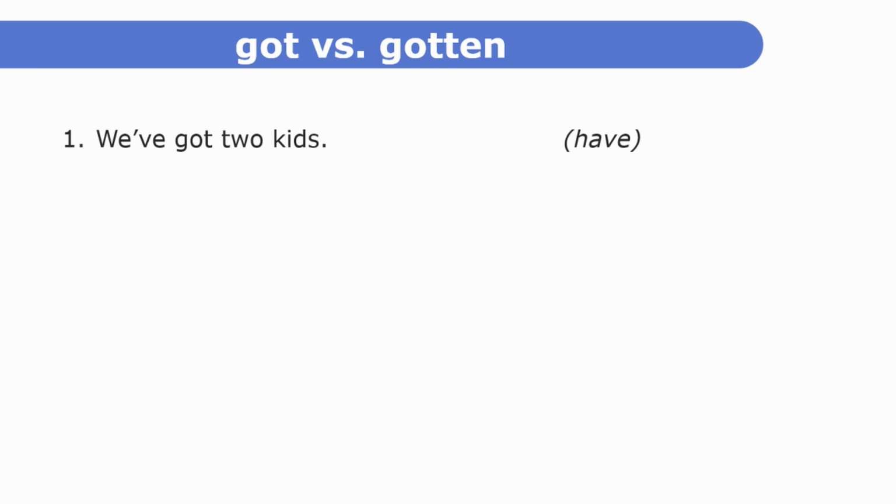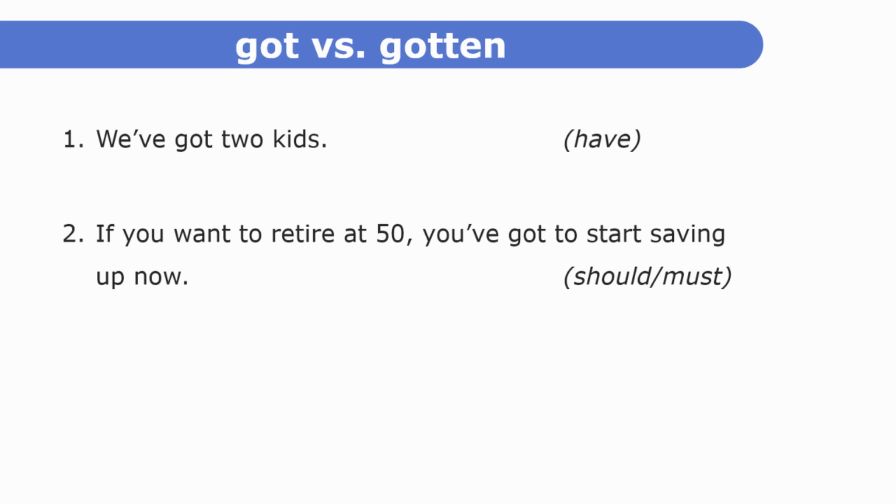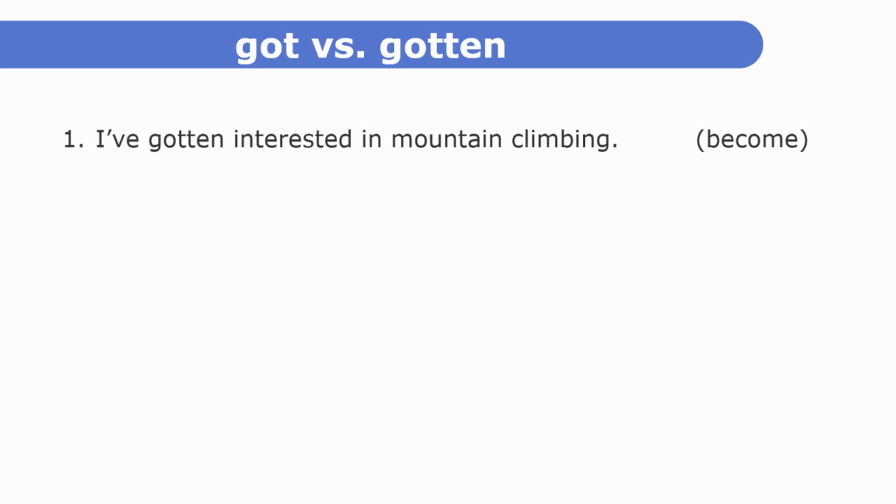Now, this form is a little less common in American English. We usually just say we have 2 kids, but you can say we've got, and that's not wrong. And in this next example, if you want to retire at 50, you've got to start saving up now. Here, got to means must, or you should. So you should start saving up now, or you must start saving up now, can both be used in the place of got to.